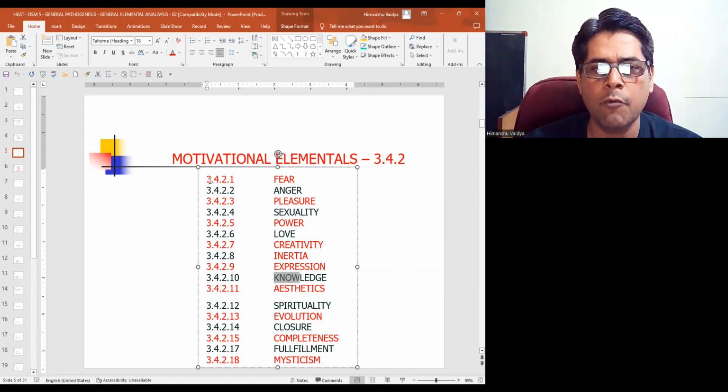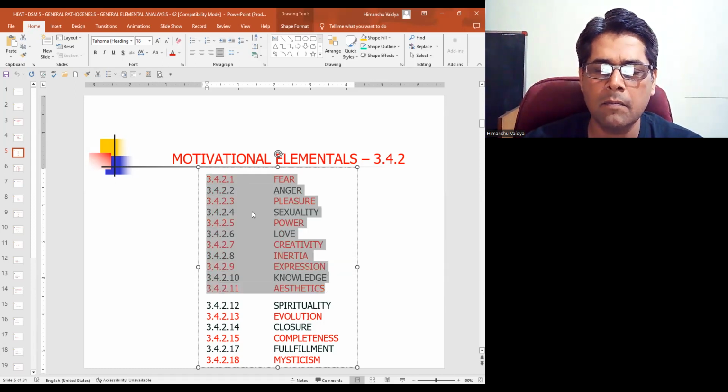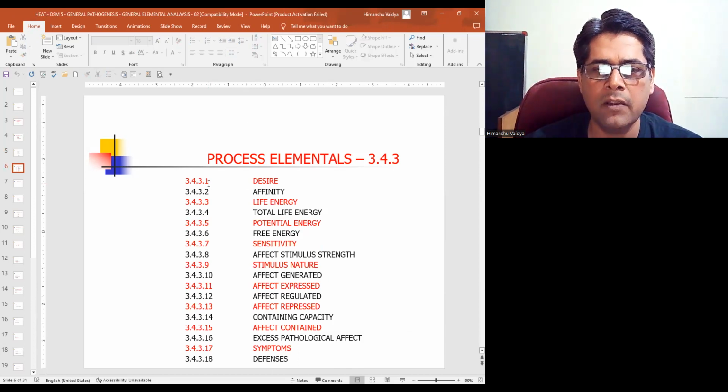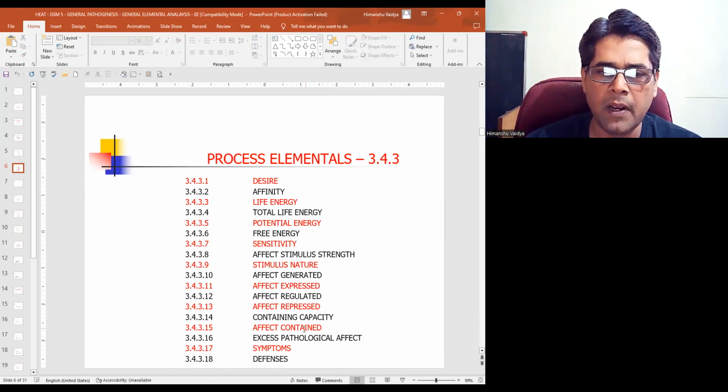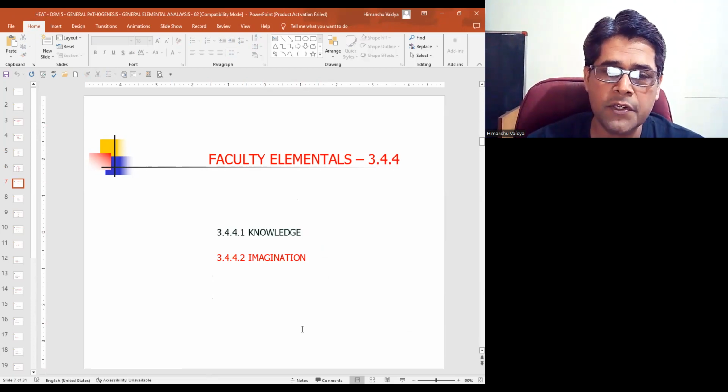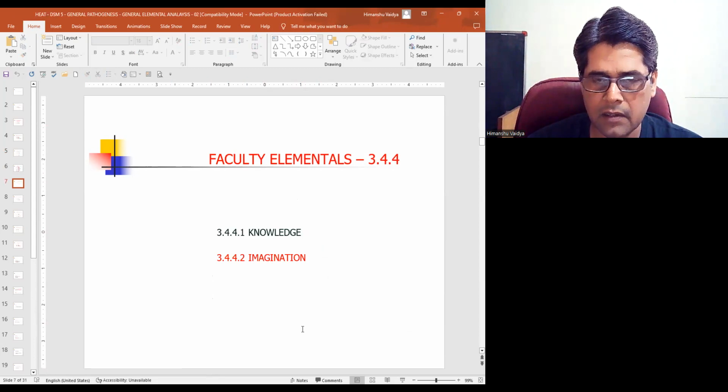So 2.1 to 2.11 are most pervasively involved in the process of psychopathology. 2.12 to 18 would be involved in few cases rather than most. Process elementals will be involved, 3.1 to 3.18, in practically every psychopathology, but the significance will be higher if you are using the hydraulic model. Faculty elementals will be involved by omission or commission in practically every psychopathology.